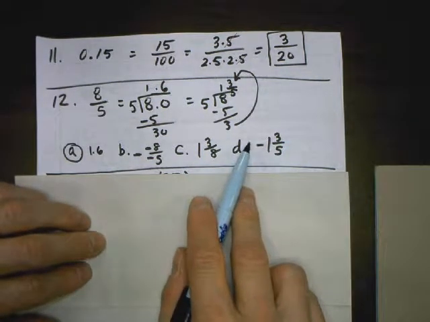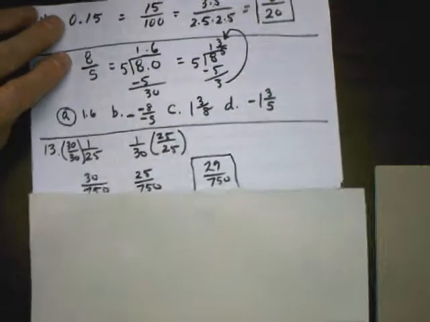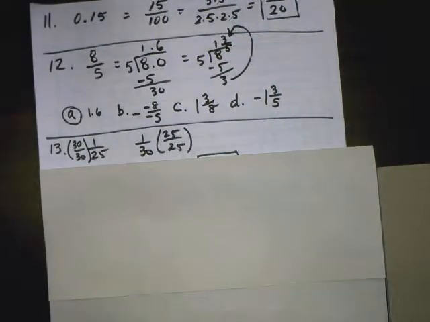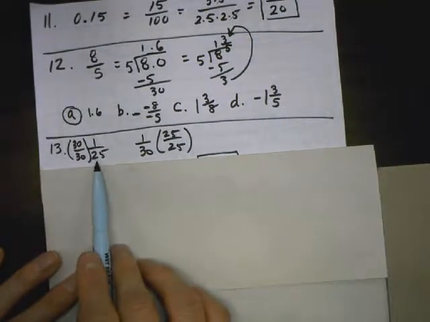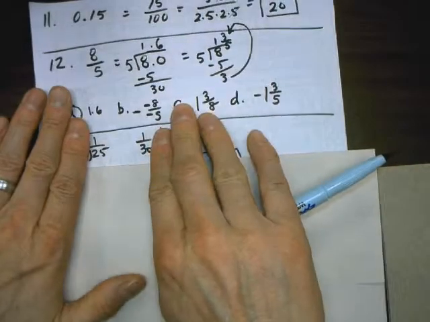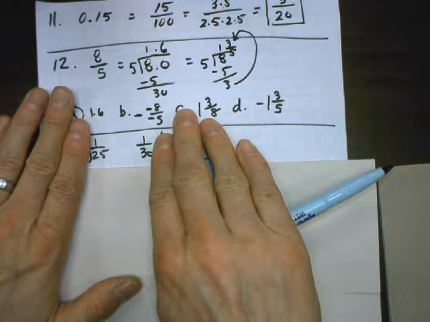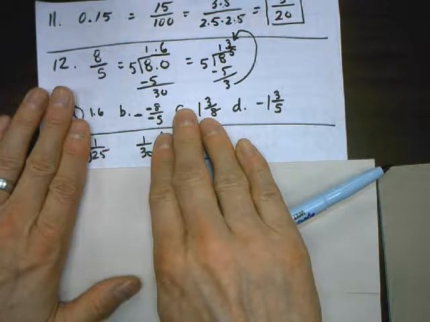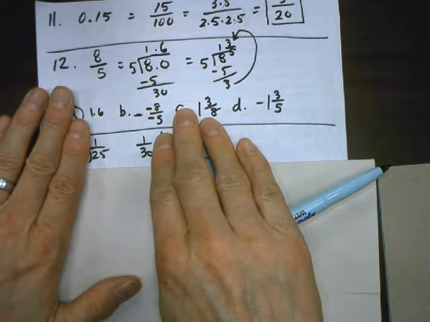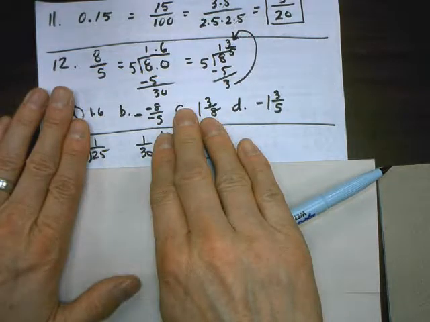And D is 1 over 3/5, but it's the wrong sign again, so only 8 works. So for 13, we got to find a fraction between these two fractions right here, okay? So what we can do is we rewrite these fractions so they have a common denominator. And since I'm not adding these, I don't need the lowest common denominator. I just need any common denominator.